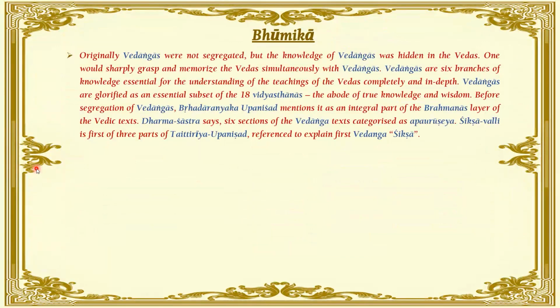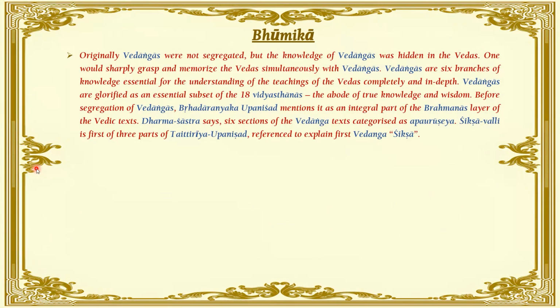6 Vedangas, 4 Upavedas, the 4 Vedas, 14. And then we have the Puran Itihas, 15th. Then we have 16 the Nyaya. The Nyaya is the logic system. 17th is the Dharma Shastras which are there.